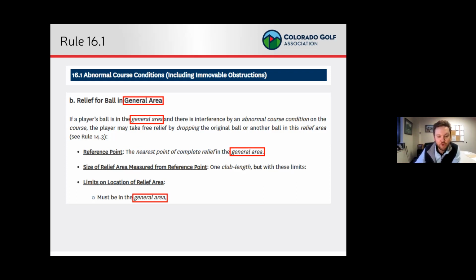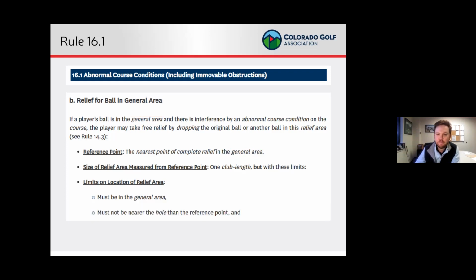I think this is helpful if you're in a bunker, or your stance is in a bunker but your ball's not, and you wonder where your relief area is. I've had that happen before, and it's helpful to know here. Again, general area runs throughout when your ball is in the general area. It also says it must be no nearer the hole than the reference point. That's part of the stipulation of a relief area.